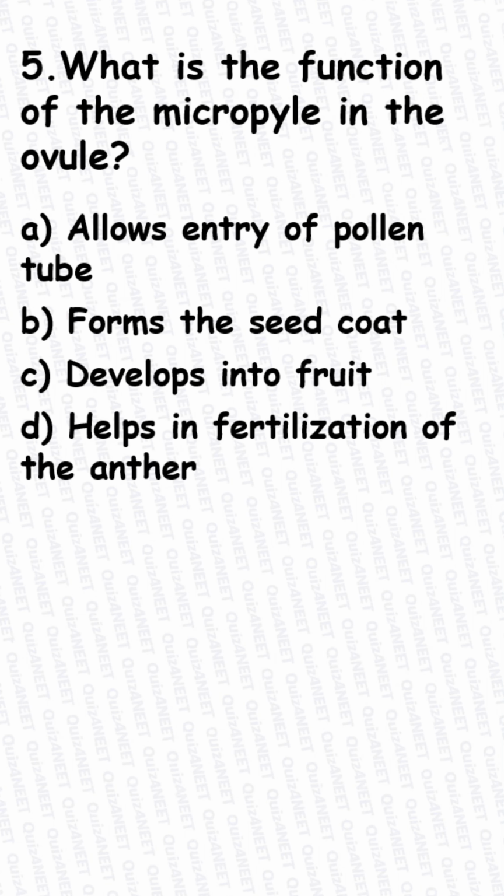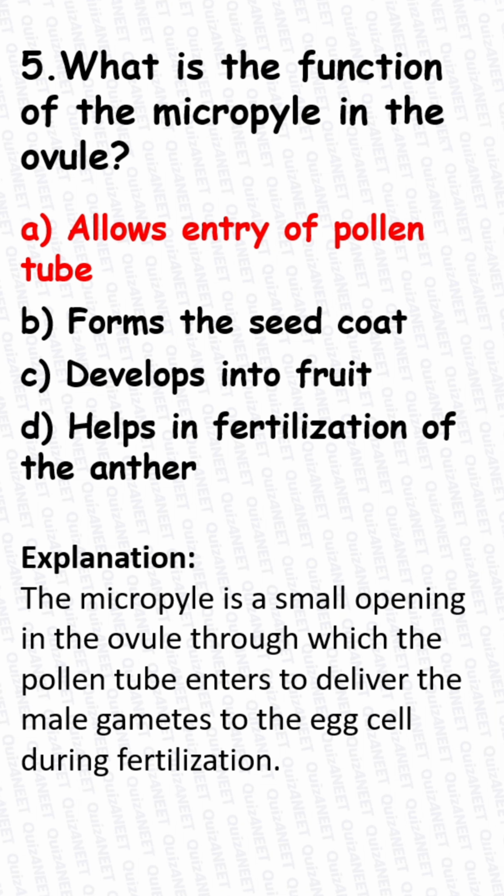Question 5. What is the function of the micropyle in the ovule? A. Allows entry of pollen tube. B. Forms the seed coat. C. Develops into fruit. D. Helps in fertilization of the anther. Answer: Allows entry of pollen tube. Explanation: The micropyle is a small opening in the ovule through which the pollen tube enters to deliver the male gametes to the egg cell during fertilization.